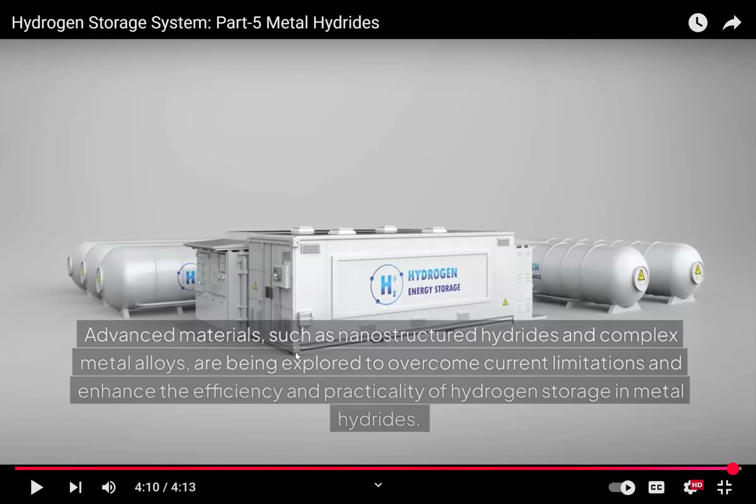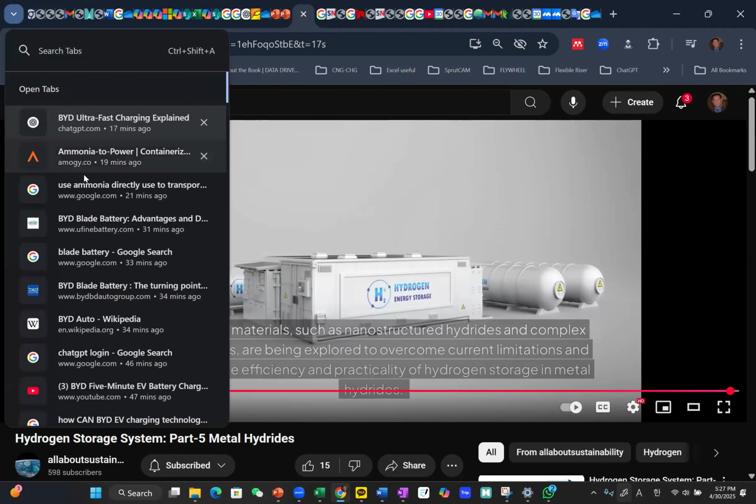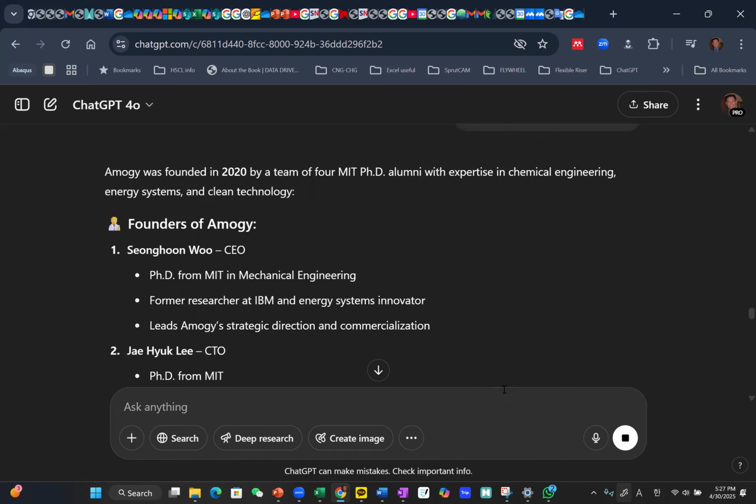And I also would like to understand this metal hydride. When can it be commercialized? We don't know yet. Maybe we can ask. Well, let's ask ChatGPT, when can the metal hydride be fully commercialized? Let's see what it says.